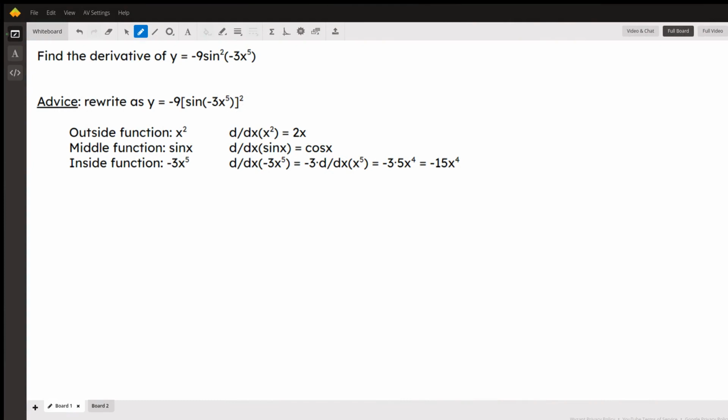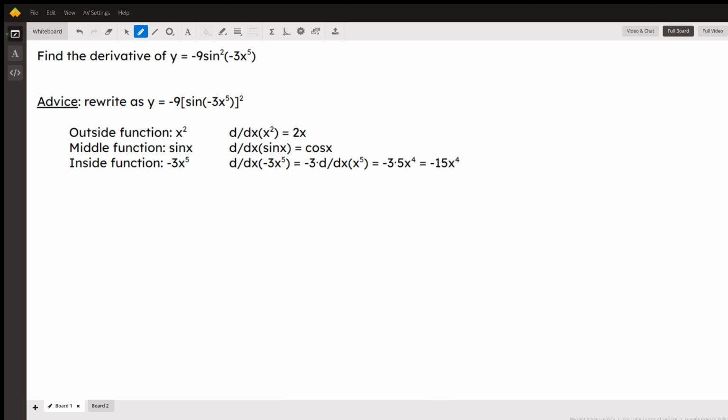Okay, we're finding the derivative of y equals -9 sine squared of -3x to the fifth. This is the chain rule because we have functions inside functions. What I do with my students is, if I had something like sine squared of -3x to the fifth, I would have them rewrite it as sine of -3x to the fifth, all to the second power. I think it helps them distinguish the outside and the inside functions better.